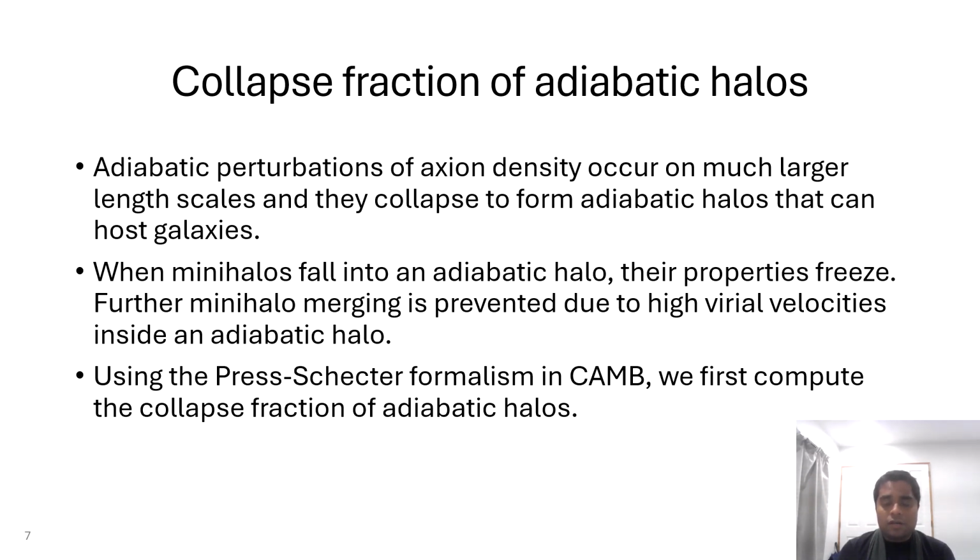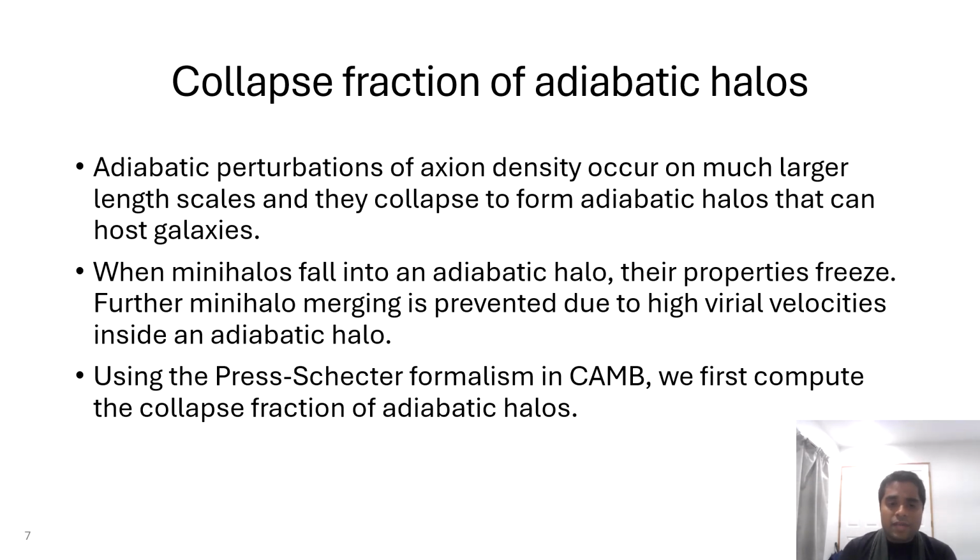Now, usually the mini-halo's properties, for example, the scale radius, etc., evolve because of hierarchical merging of mini-halos. But when a mini-halo does fall into an adiabatic halo, these properties freeze. The reason for this freezing is that further merging of mini-halos is prevented inside the adiabatic halo, and the reason for that is there are high virial velocities inside the adiabatic halo.